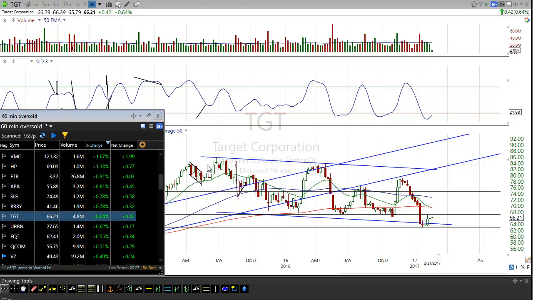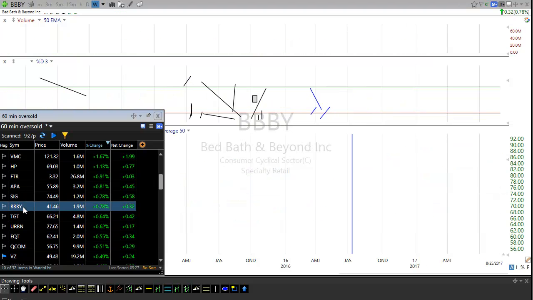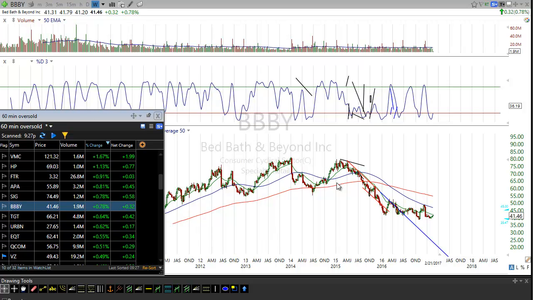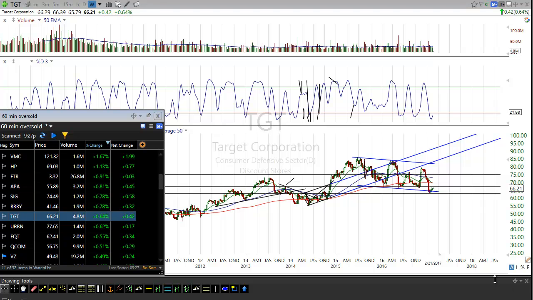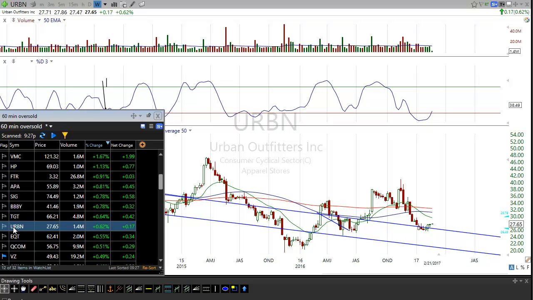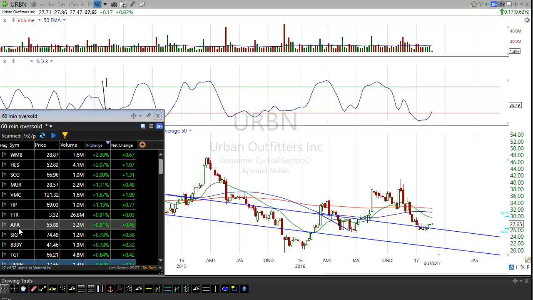And again, Target starts to show up, Bed Bath & Beyond here starting to show up oversold on the weekly, and that makes sense. I mean, the retail stocks have been crushed, and again, here's another situation where even though they're oversold, I'm not the biggest fan of retail, so I might just skip. And Urban Outfitters, another one. Interesting, huh?